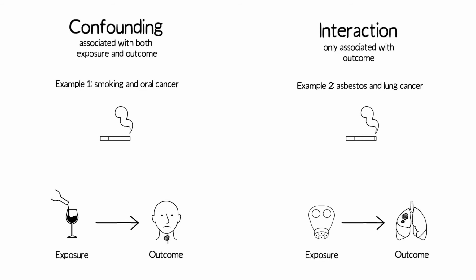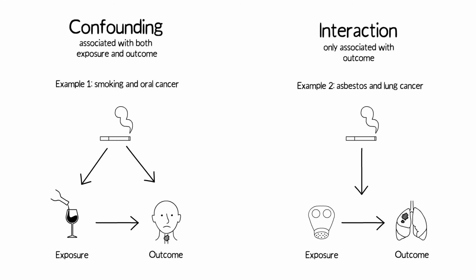Smoking is a confounder in the first example because smoking is related to both the exposure and the outcome. Smokers are more likely to drink alcohol, and people who have oral cancer were probably smokers. Smoking is an interaction in the second example because smoking is only related to the outcome. Smoking is not related to exposure to asbestos, but it is a risk for lung cancer.